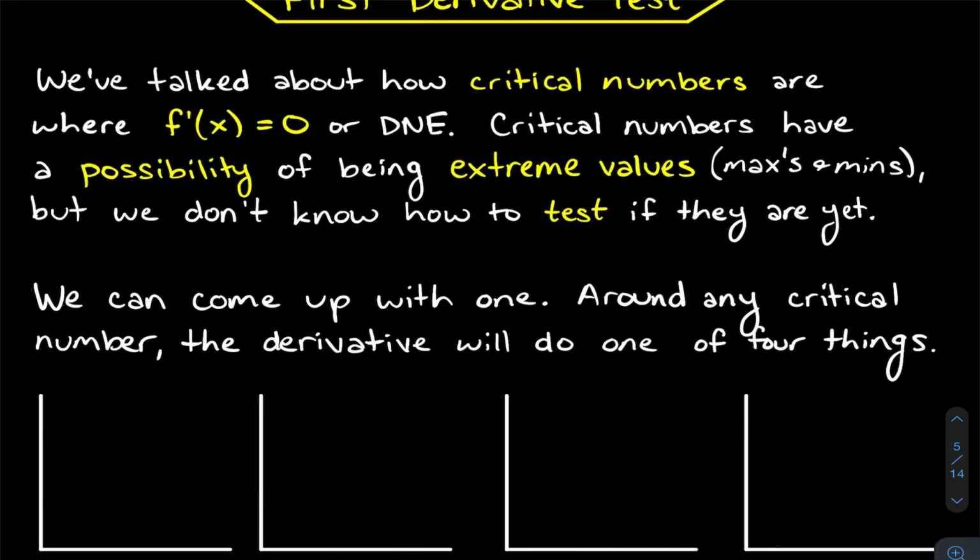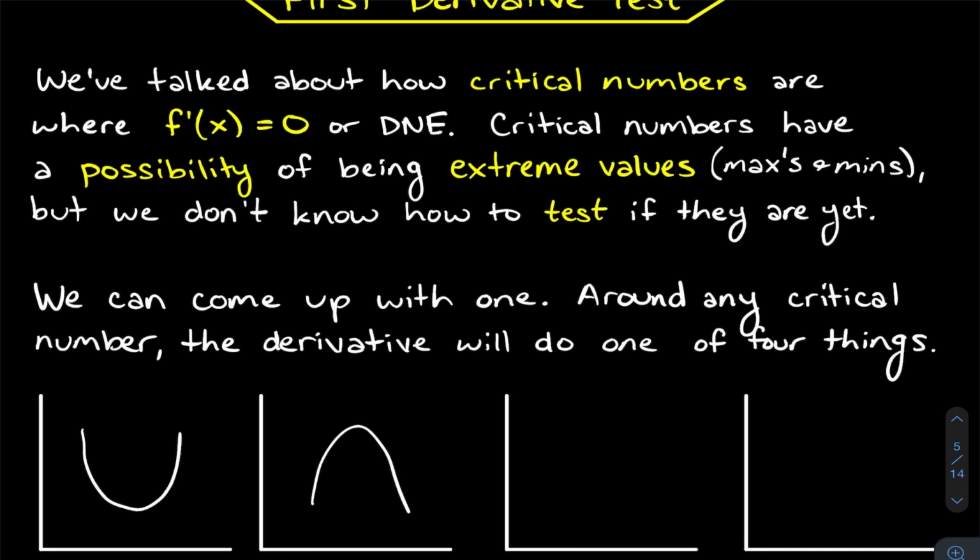Here I say we can come up with a test for this, okay? And so around any critical number that you see, there's 4 things that could happen. Okay, the first thing that could happen is that you could get a graph that looks like this. Okay, and actually I'll make that a little bit bigger.